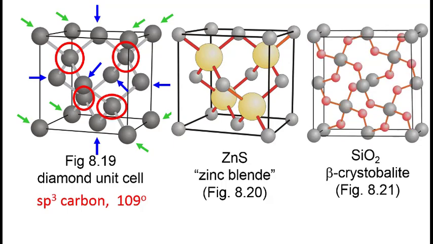Finally, we show the structure of one form of silicon dioxide called beta cristobalite. Silicon atoms are shown by the gray spheres and are at the same positions in the cube as the carbon atoms in diamond. But notice that we cannot identify individual SiO2 molecules. This silicon, highlighted in the body, is bonded equally to four different oxygen atoms rather than just two. The unit cell stoichiometry will have twice as many oxygen atoms as silicon atoms, but individual molecules are not present.